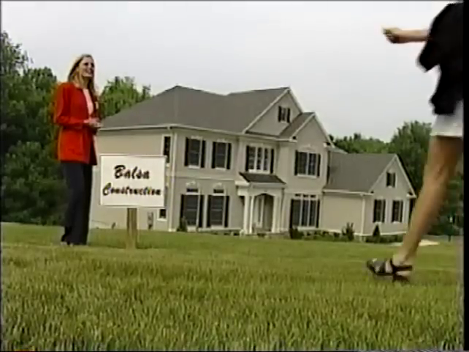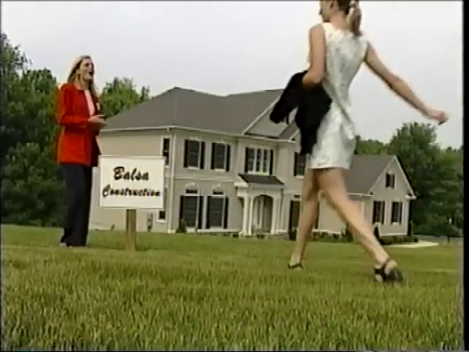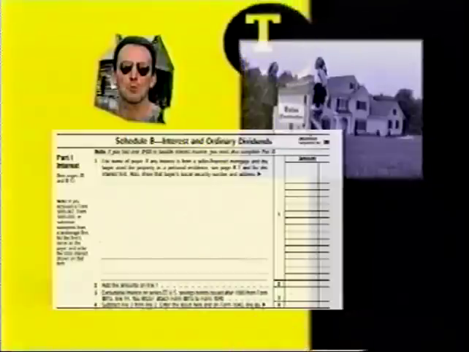So here we are with Schedule B. Let's get started with Part 1, Interest. The first entry is the interest from the sale of their old house in Richmond.